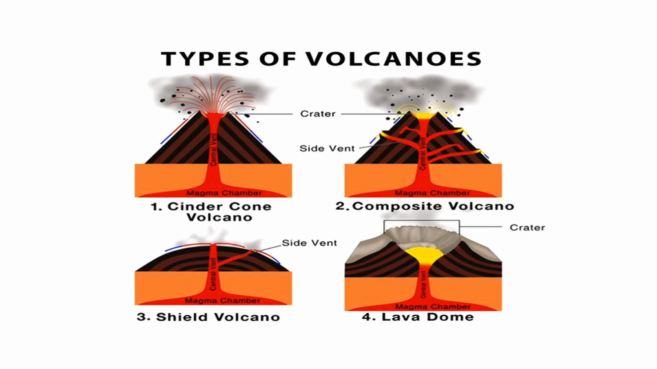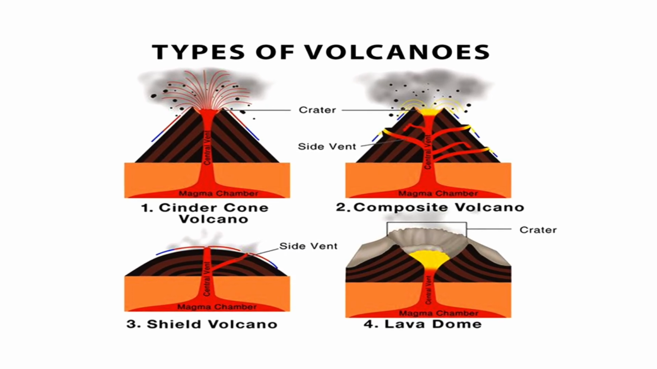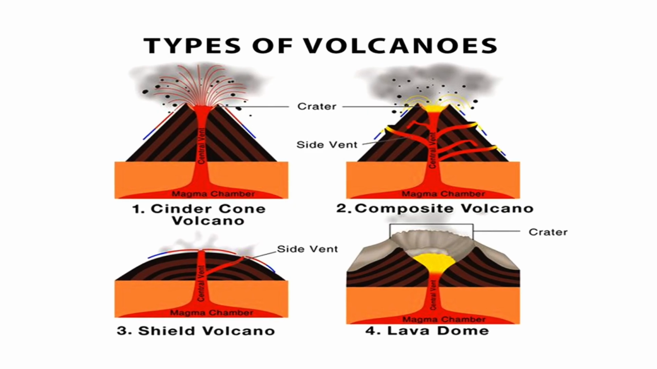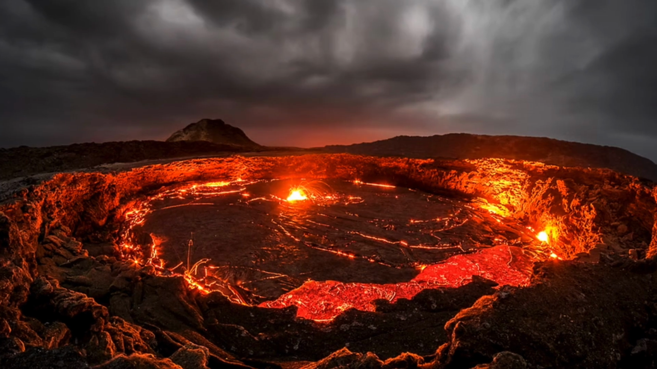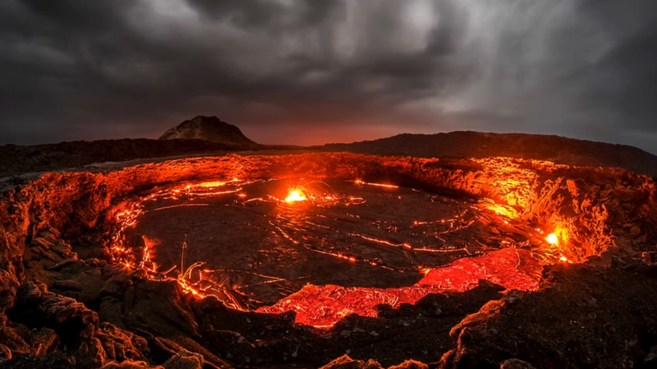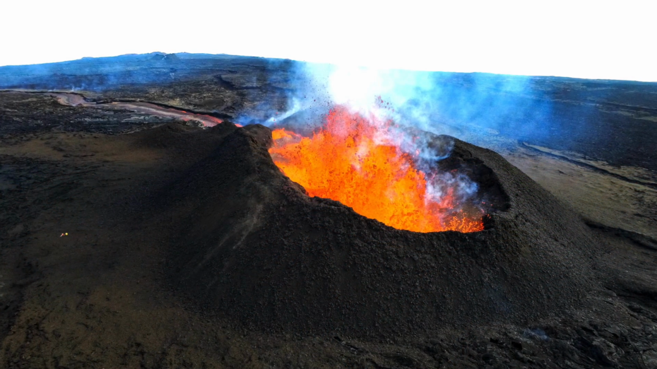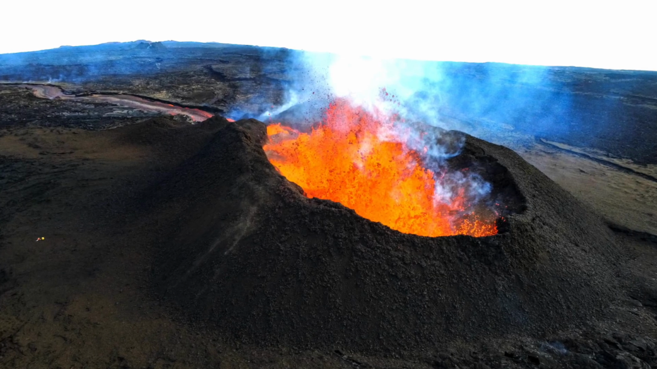Now let's understand the variety of forms. Their shape depends heavily on the type of eruption and the magma's composition. Now let's understand a few types. The shield volcanoes are formed by frequent eruptions of low viscosity, fluid basaltic lava that spreads widely, creating broad, gently sloping domes. For example, Mauna Loa in Hawaii is a great example.